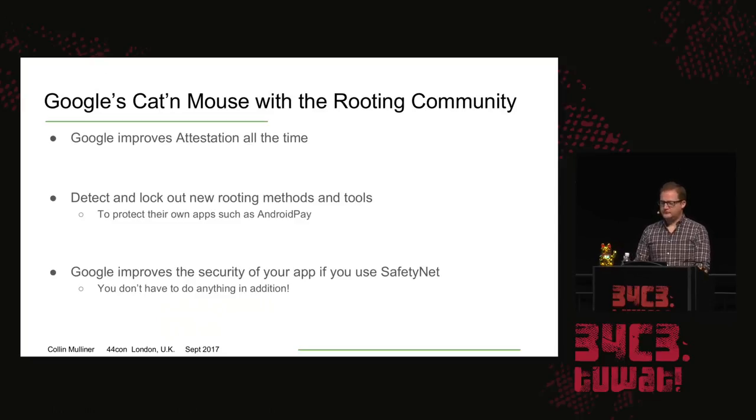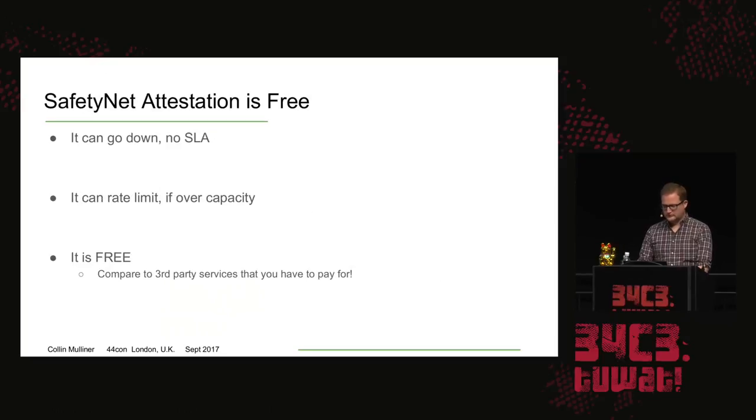The big benefit of SafetyNet and the attestation part is that you have a bunch of people at Google who constantly work on improving the results for SafetyNet. So if you use that to secure your own app, you get a lot of security for free, where you otherwise would have to employ a bunch of people or buy a third-party product that does app and device integrity checks for your service.